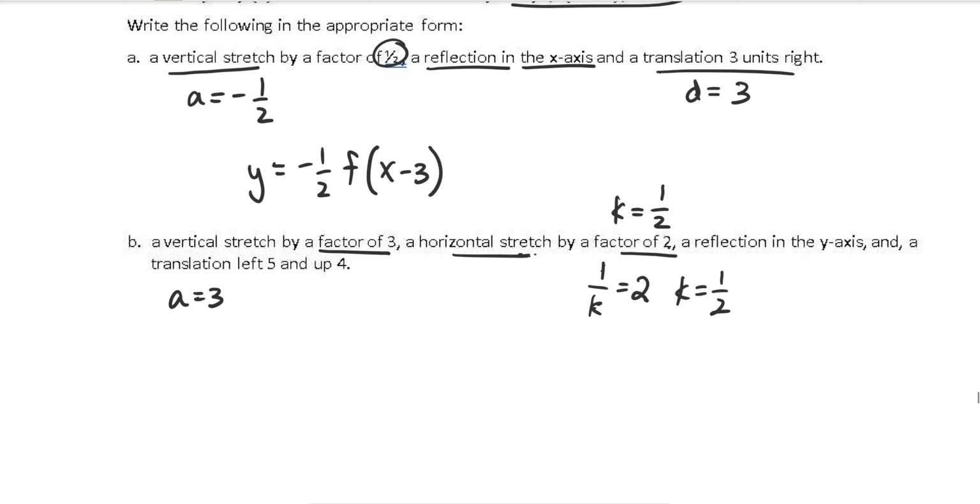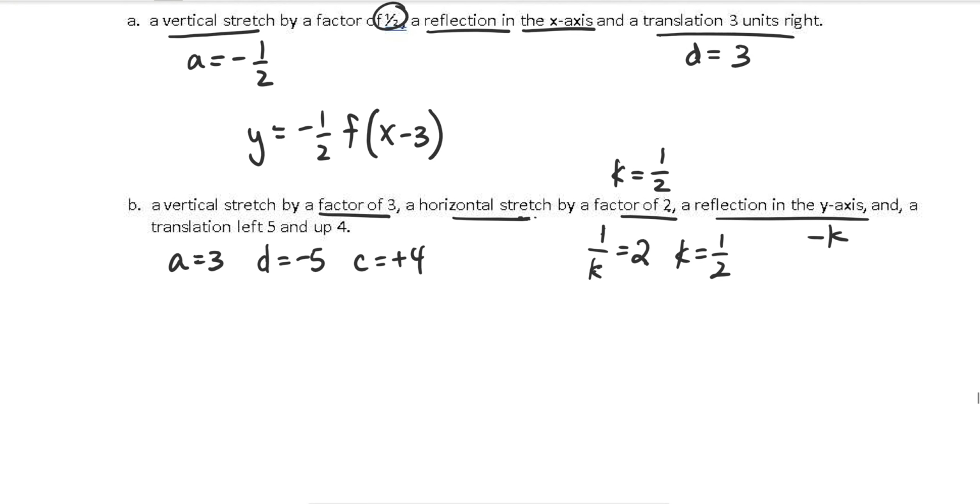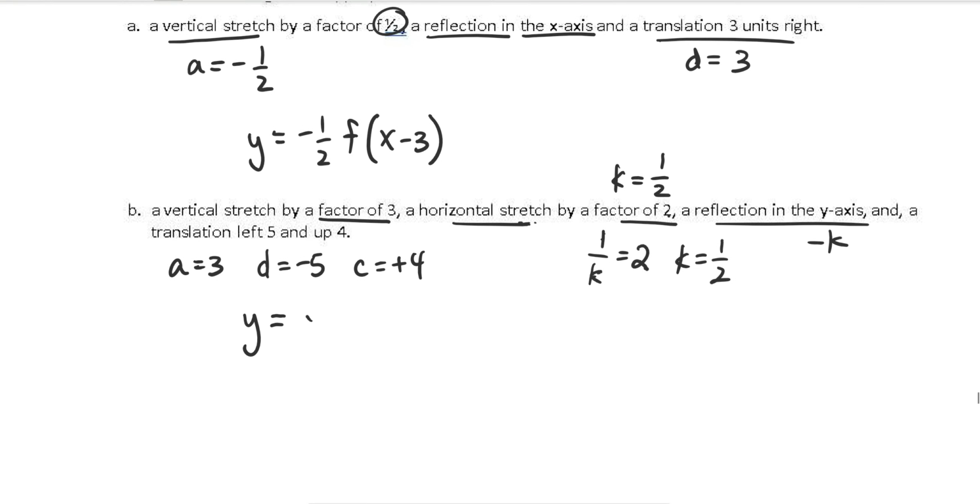Okay. Reflection in the y-axis. Well, that means we're going to have a negative K value, and a translation left. Translation left means D is going to be minus 5, and then up 4. So C is going to be positive 4. All right, so let's fill it in. So let's start with the general form. Y equals A times F bracket K times bracket X minus D bracket plus C.